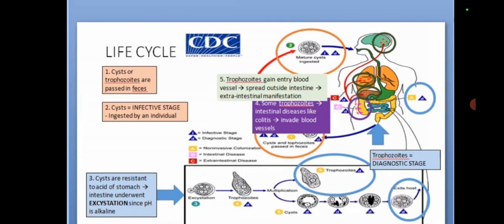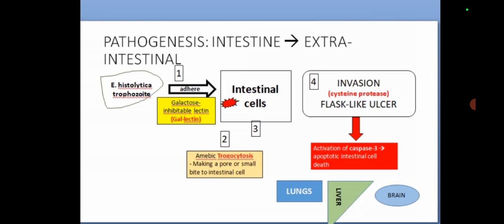While speaking about the life cycle, the cysts or trophozoites are passed in feces. The cyst is the infective stage, ingested by an individual. The cysts are resistant to the acid of the stomach. In the intestine, excystation occurs since the pH is alkaline. Then some trophozoites in the intestine cause intestinal diseases like colitis. They invade the blood vessels. Then the trophozoites gain entry into the blood vessels, so they spread outside the intestine and cause extraintestinal manifestations. At last, we have the diagnostic stage, the trophozoites.